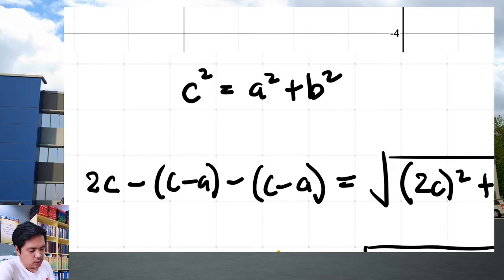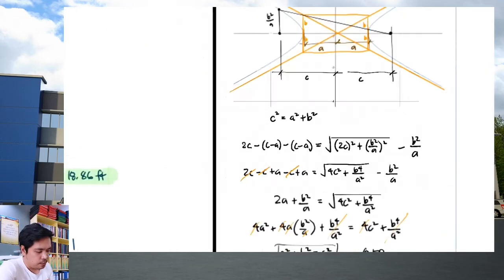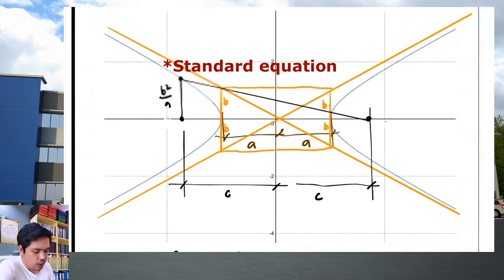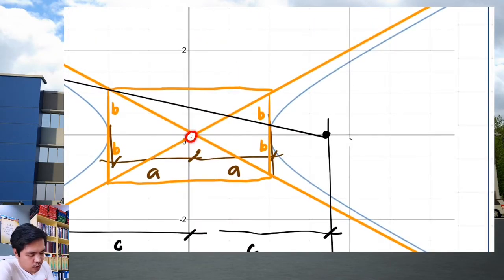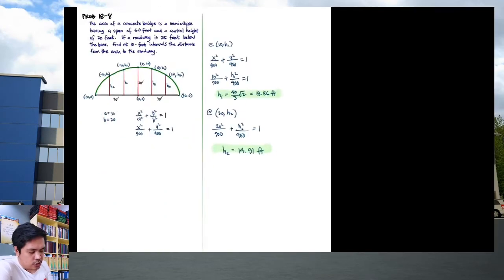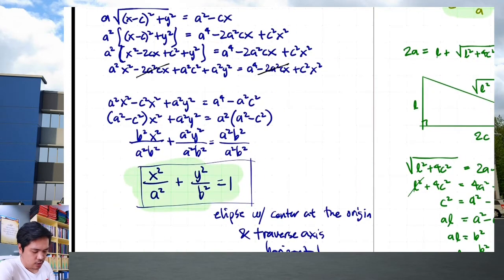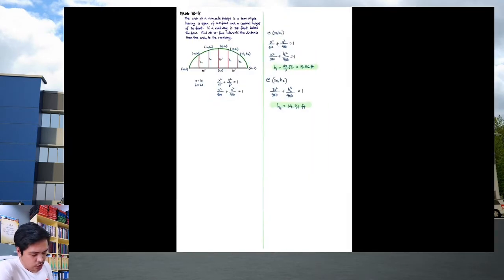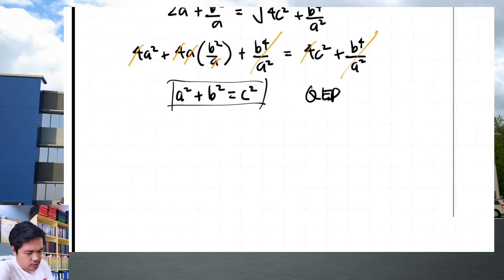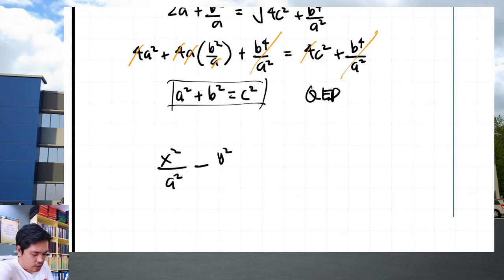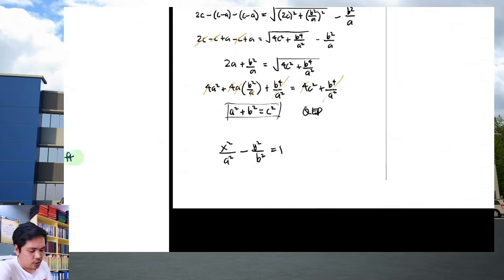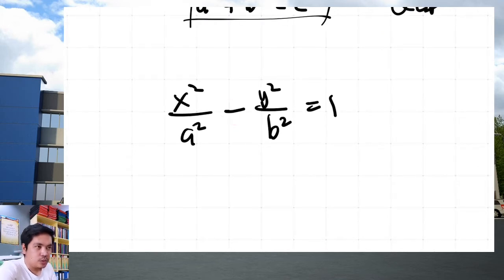It also follows that if you want to solve for B squared, that would be equal to C squared minus A squared. For the general equation, if the center is at the origin, we could just follow this derivation in the ellipse, since it is the same, and we will come up with this equation: x squared over A squared minus y squared over B squared equals 1. In the ellipse, it is plus here, but in the hyperbola, it should be minus.